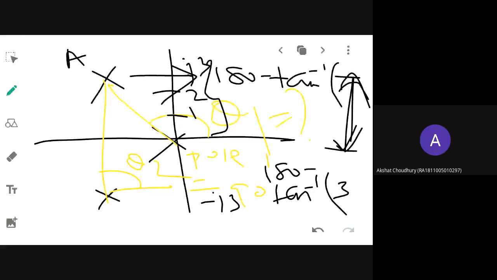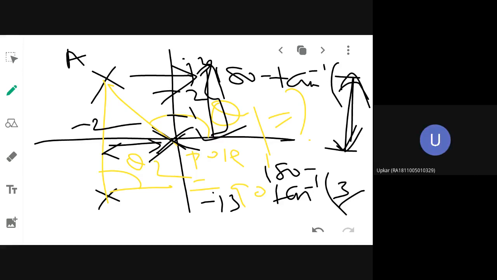Vertical distance from the center, from the pole. What is the vertical distance? 3. What is the horizontal distance? This distance is minus 2, so the horizontal distance is 2. So that is giving you theta 1.